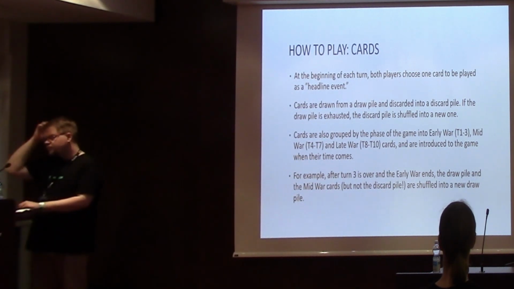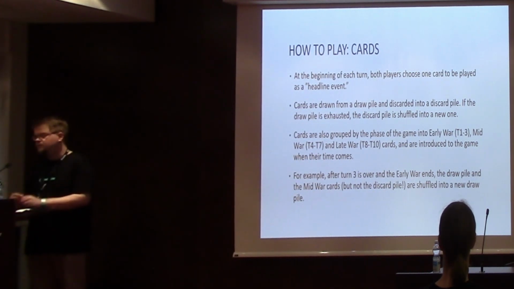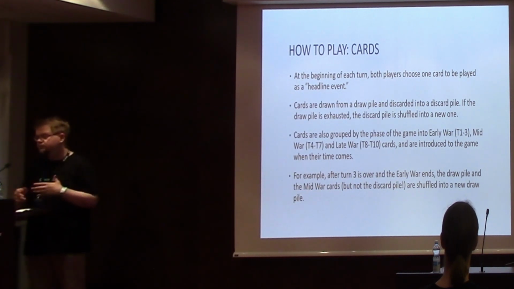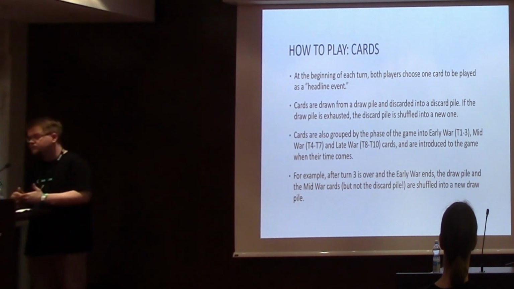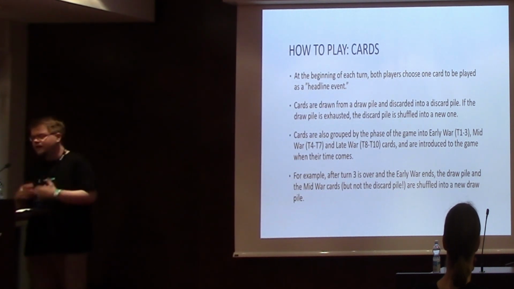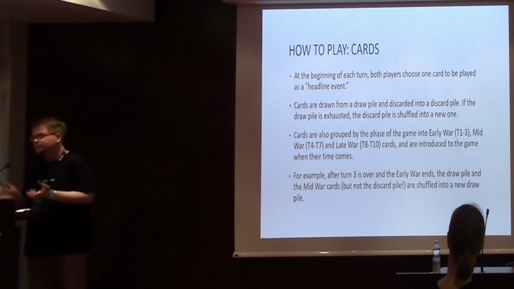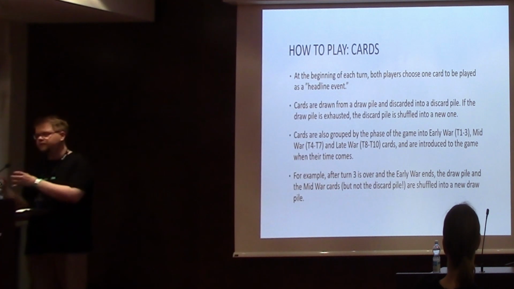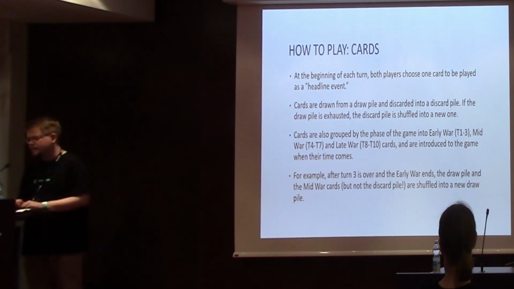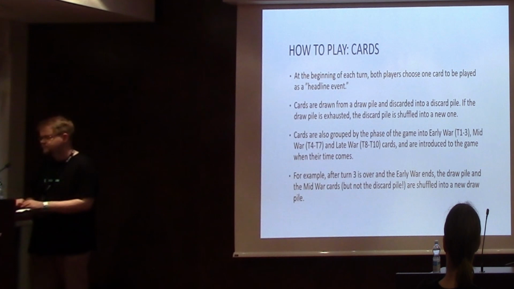The cards are also grouped by their phase of the game into early war cards, mid-war cards, and late war cards. So for instance, there was this card North Sea Oil. It said late war on it, which means that it's not brought into the game until turn 8. So you can't draw and play North Sea Oil in like turn 4 because, basically, the oil in the North Sea wasn't, I presume, discovered in the 1950s. So this way, there's a rough chronology of how the events in the game happen to follow the historical pattern.